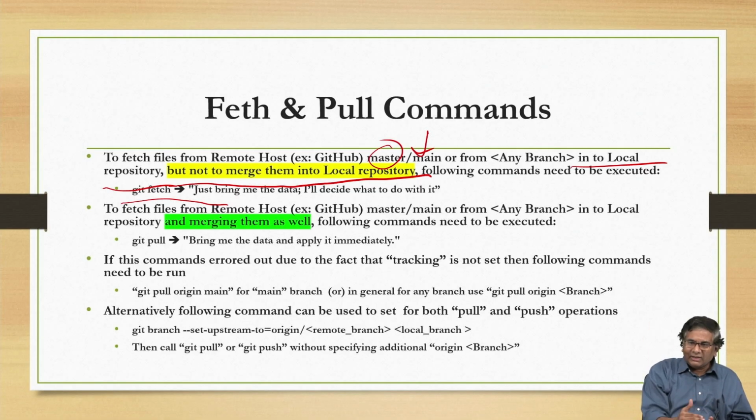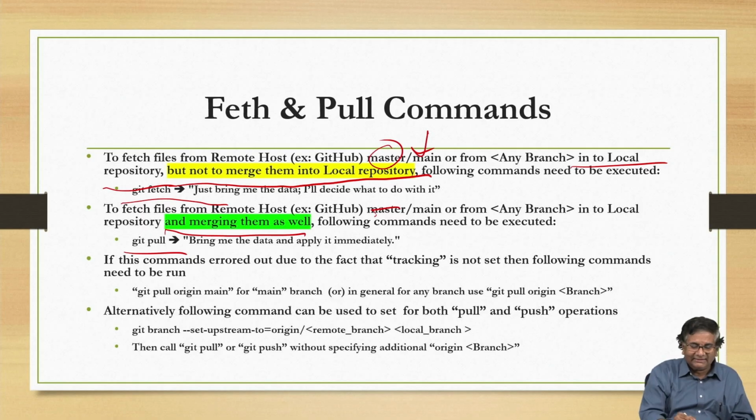That means your local Git knows that, okay, this is the version I'm at. There are other changes that have been pushed into the remote host to these files. So that knowledge you will get by calling git fetch. You will get the knowledge of what is changed, what is modified against your local copy, but you don't get the actual thing. In order to fetch the files from the remote host, again from main or any branch, into the local repository and merge them as well, we call git pull.